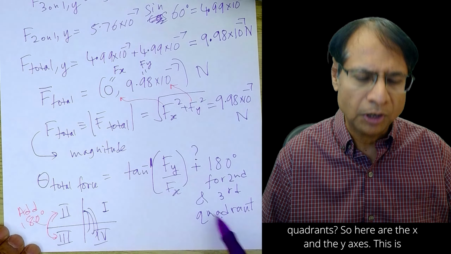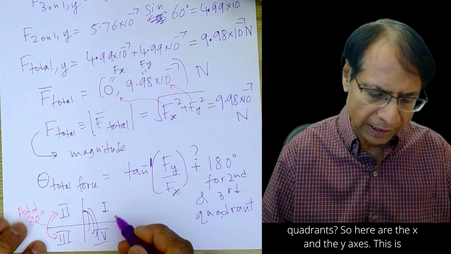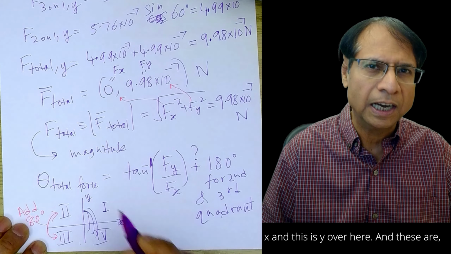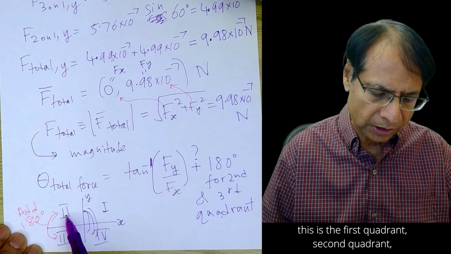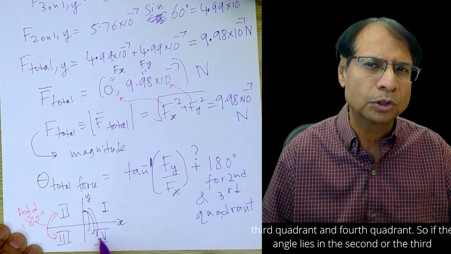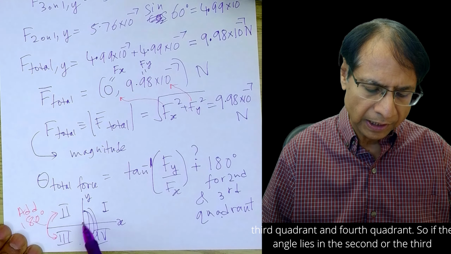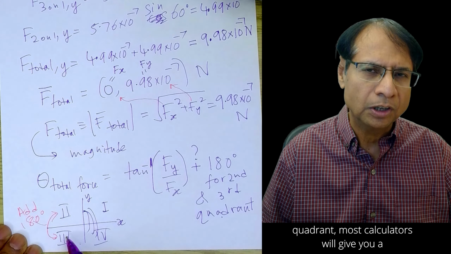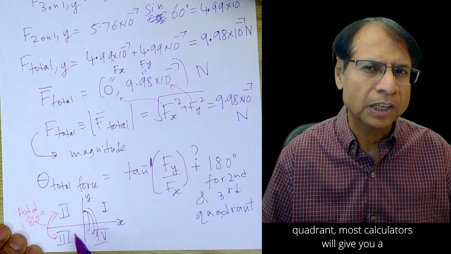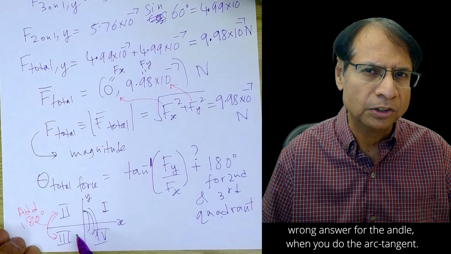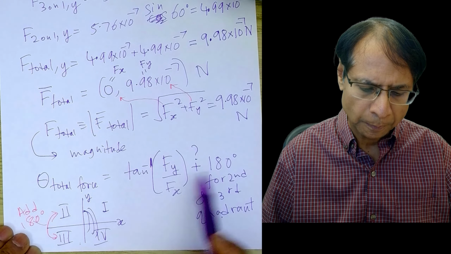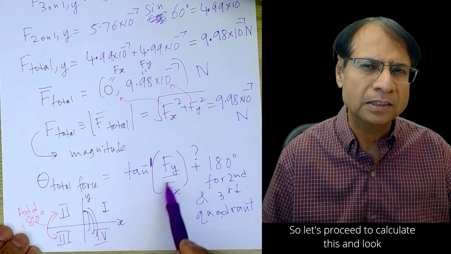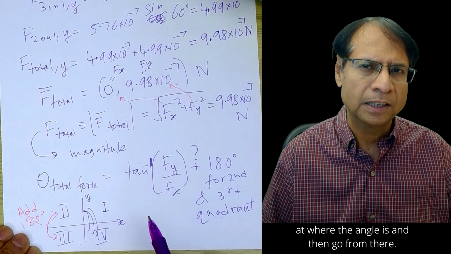So what are these quadrants? So here are the x and the y axes. This is x and this is y over here. And this is the first quadrant, second quadrant, third quadrant, and fourth quadrant. So if your angle lies in the second or the third quadrant, most calculators will give you a wrong answer when you do the arctangent. So you have to manually add 180 degrees. So let's proceed to calculate this and look at where the angle is, and then go from there.